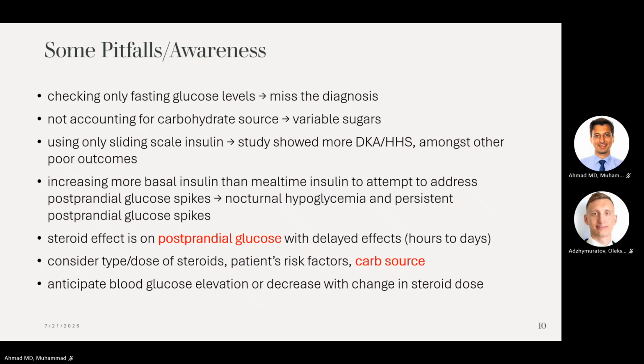We talked about the correctional scale. They looked at patients just on correctional scale versus a regimen with basal and mealtime, and the incidence of DKA and HHS is obviously higher with the correctional scale alone. The main thing with steroid-induced hyperglycemia is they really, really affect postprandial glucose. That's the biggest part of how they cause issues. They're really spiking up the blood sugar after that meal, much more than the obvious physiological effect of that happening anyway.